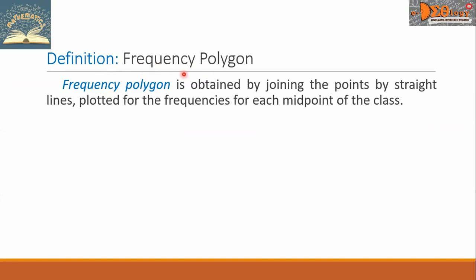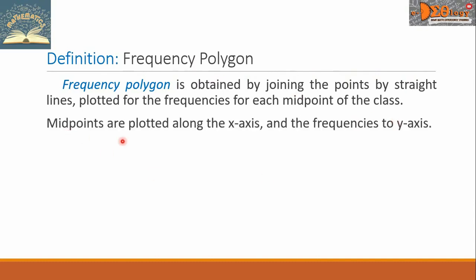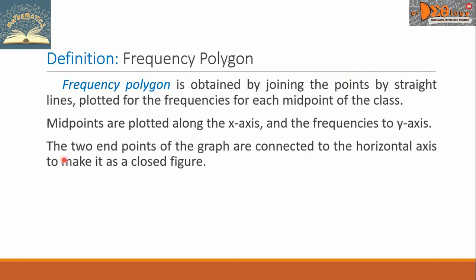Frequency polygon is obtained by joining the points by straight line plotted for the frequencies for each midpoint of the class. Midpoints are plotted along the x-axis and the frequencies to y-axis. The two endpoints of the graph are connected to the horizontal axis to make it as a closed figure.